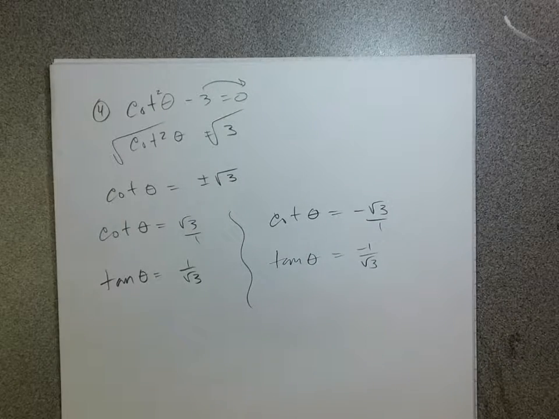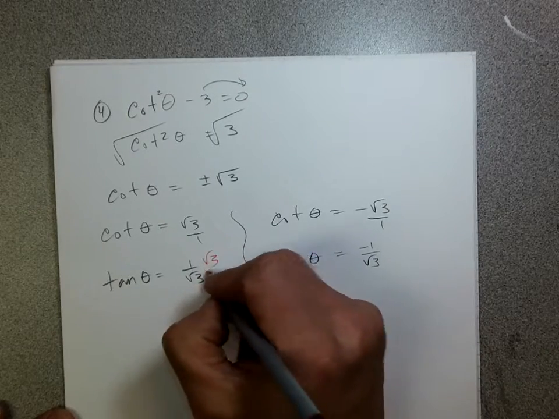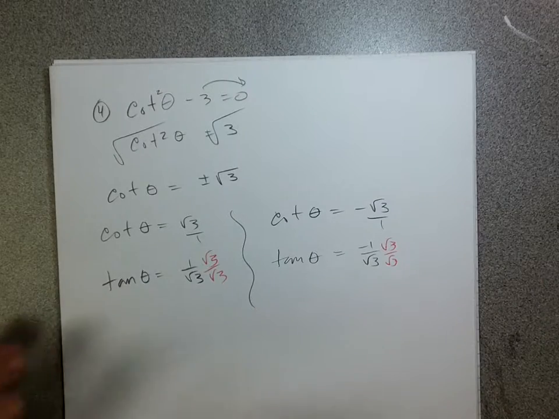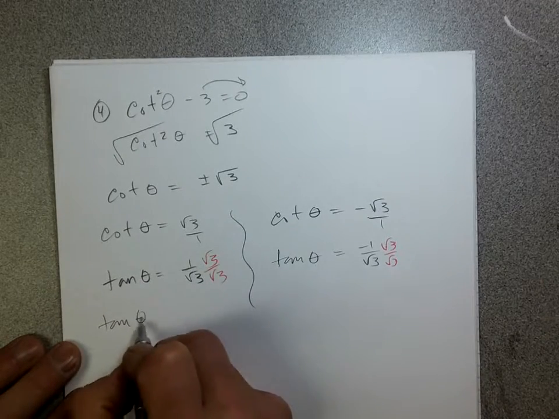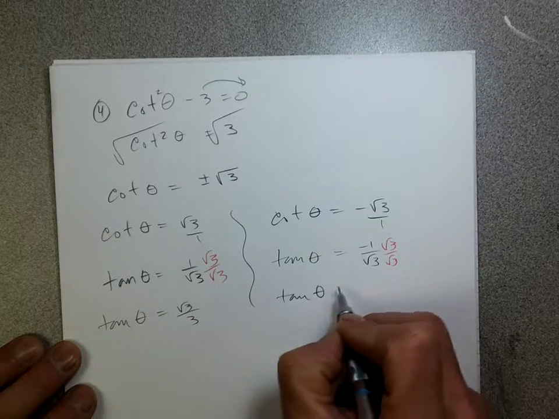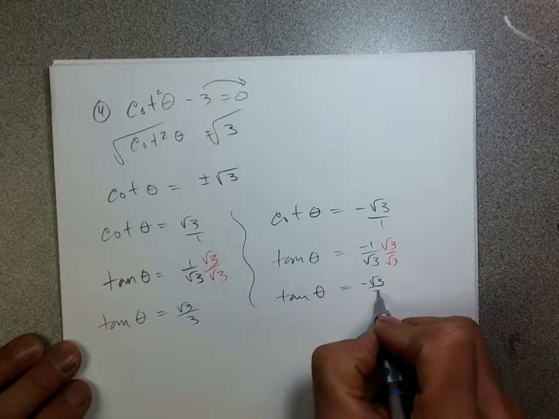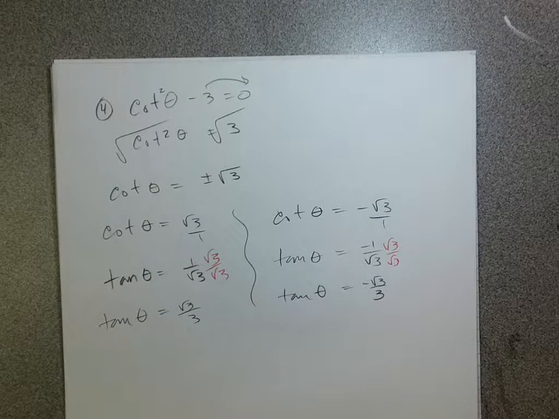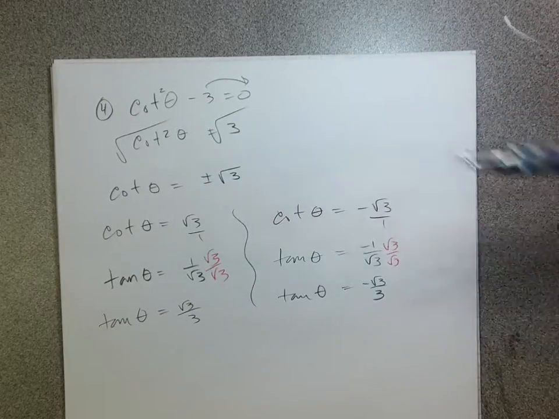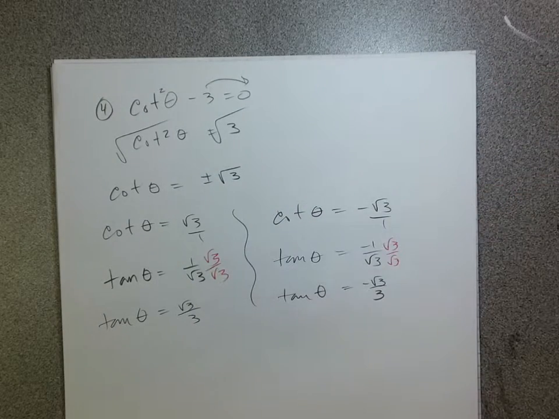So then if I rationalize it, square root of 3 over square root of 3, I'll wind up with tangent theta equals square root of 3 over 3 and tangent theta equals negative square root of 3 over 3. And I'll slow down for a second, let you catch up, okay? So all I did, really, the big trick to this whole thing was changing from cotangent to tangent, right? When I did that, then I'm able to find all the answers on the unit circle.